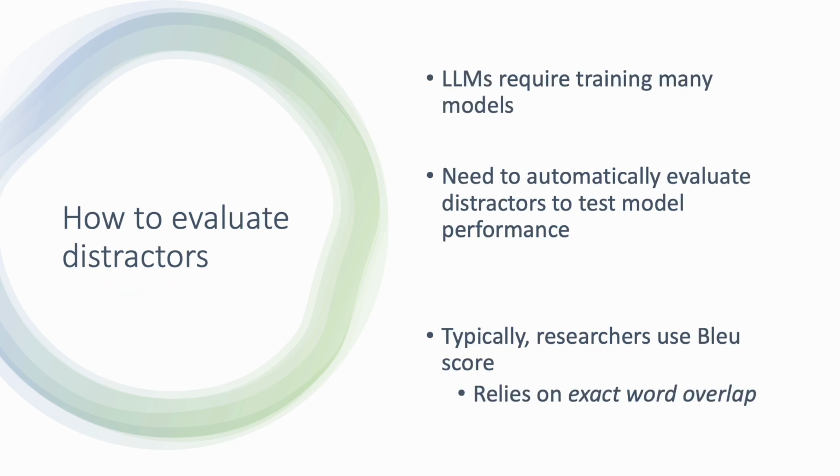But if we're going to use large language models in order to generate distractors, we need a good way to evaluate those distractors. We need to automatically evaluate them in order to test model performance amongst the many models that we might be training, as well as against previously released techniques. Typically, researchers have been using BLEU score in order to evaluate models, but BLEU score relies on the exact word overlap between a generated distractor and a gold distractor.